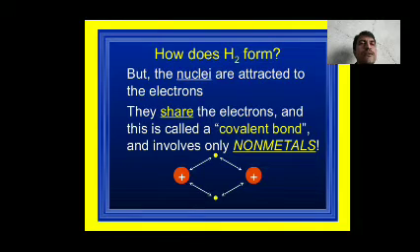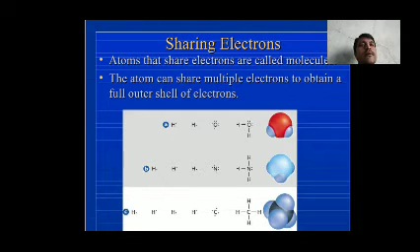How does a hydrogen molecule form? The nuclei are attracted to the electrons. The nucleus has a positive charge and electrons have a negative charge. These negatively charged particles are attracted by the positively charged nucleus. Then the electrons of the two hydrogen atoms are shared, and this is called a covalent bond, which involves only non-metals. Sharing of electrons.